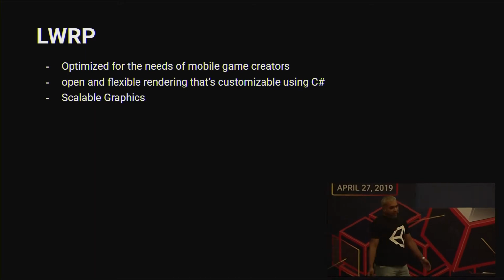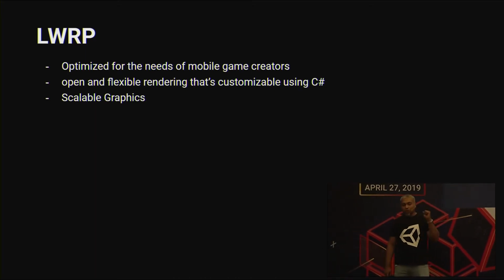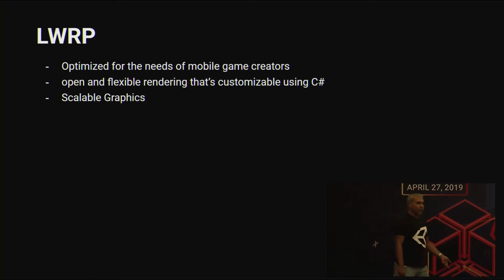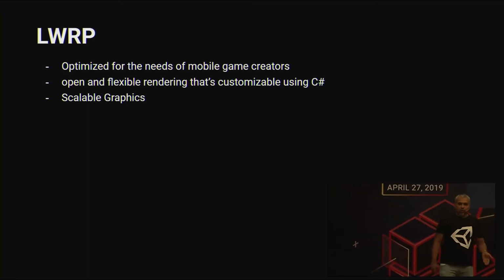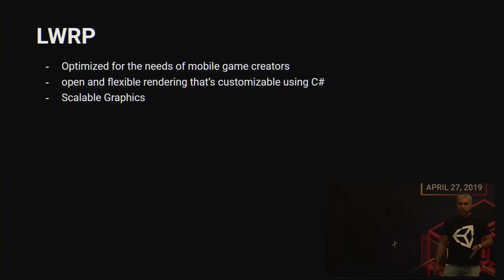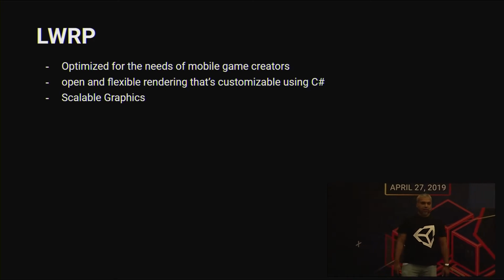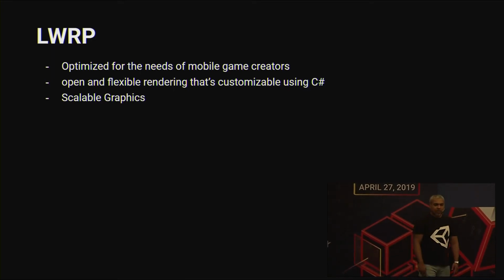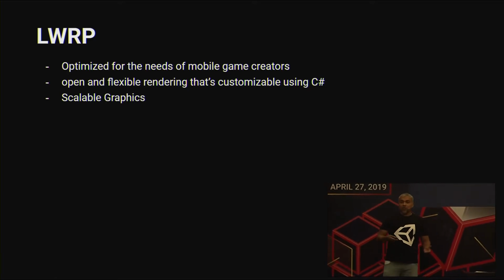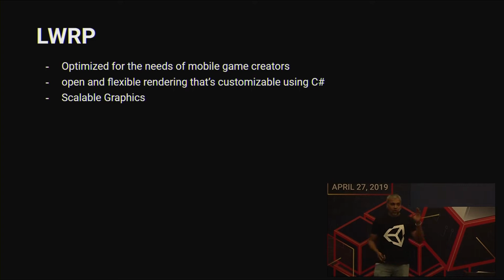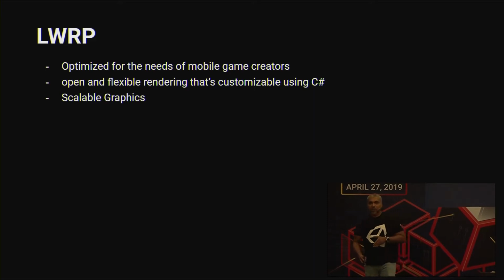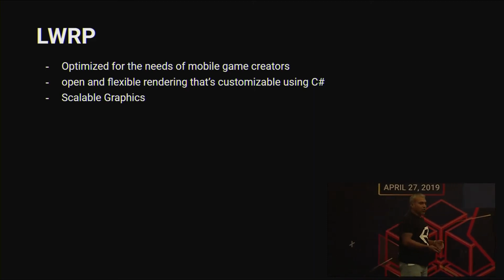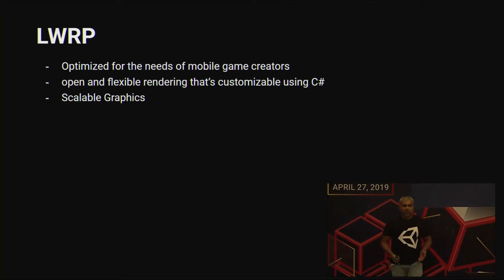So basically, it is optimized for the needs of mobile game creators. If you have to create a game for mobile or for the web, you can obviously use the scriptable render pipeline to make it much more optimized. Again, this is open and flexible, and it's customized completely using C#. So you can write a lot of passes, and you can get that in as well. Again, it's scalable graphics. You can have your settings in place as well. You can have low, medium, and high settings for your scriptable render pipeline, and you can interchange between those to show how the graphics can be scaled.